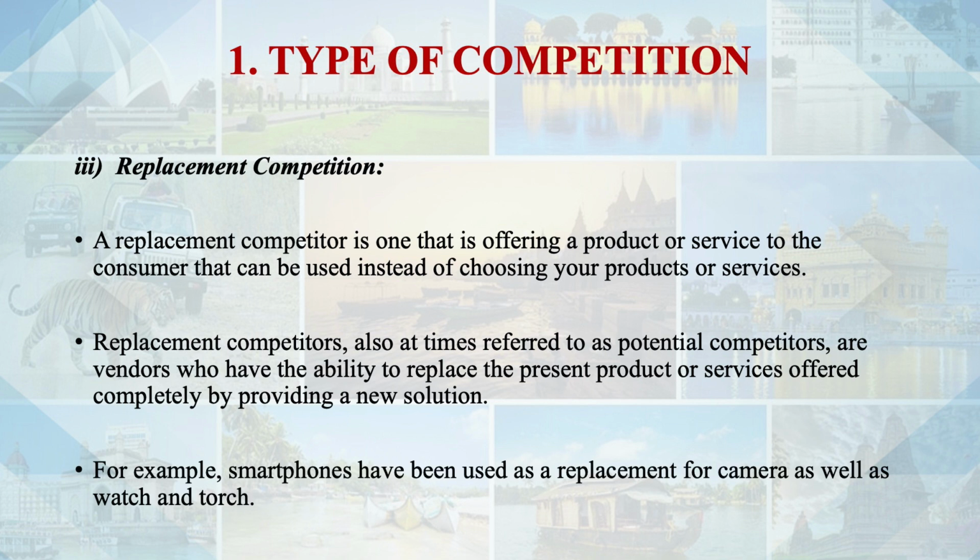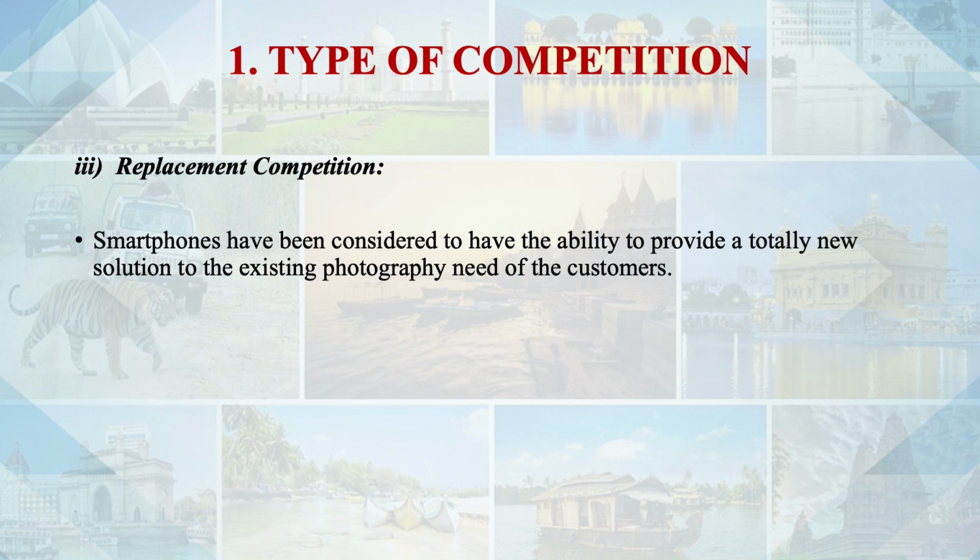The most amazing example of this is the smartphones that we use today. Smartphones have been used as a replacement not only for camera but also for watch and a torch. Smartphones have been considered to have the ability to provide totally new solutions to the existing photography needs of the customers. Now customers buy smartphones checking the resolution of the camera. So smartphones in some ways have replaced the use of cameras on a regular basis.